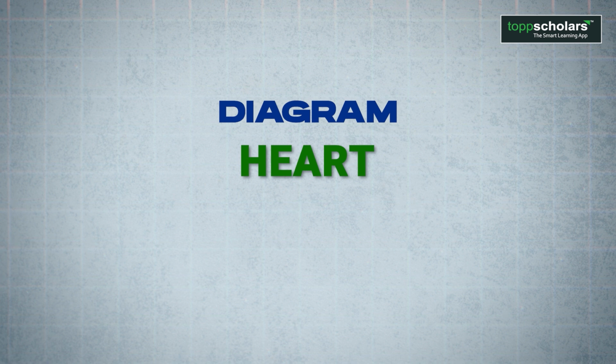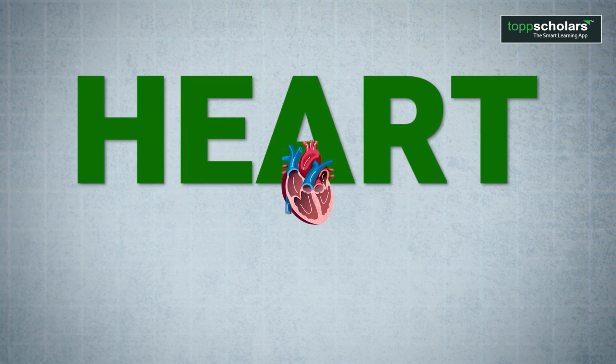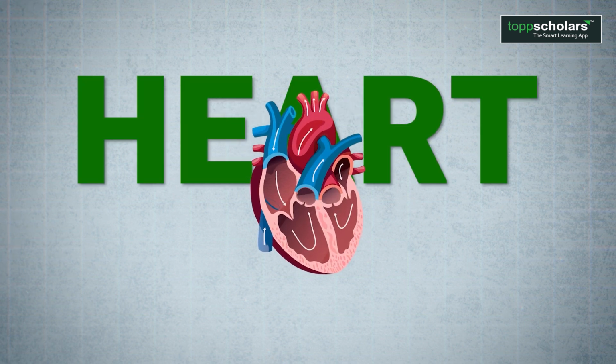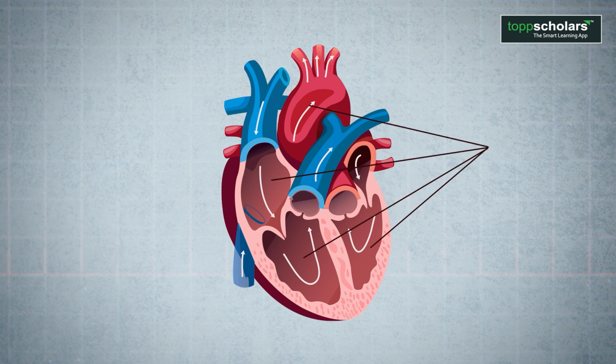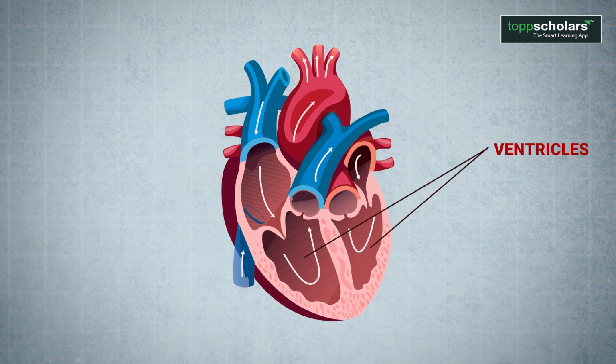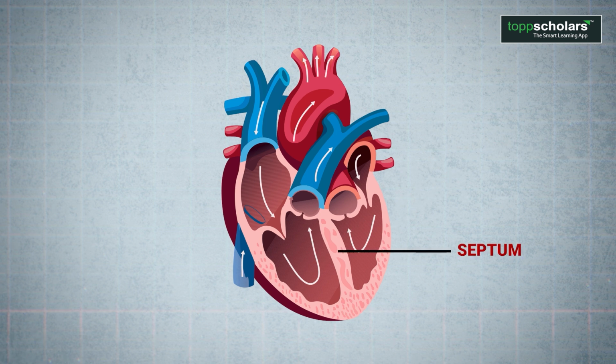Diagram is heart. Let's begin. The human heart is like a pump that sends blood throughout our bodies. It's about the size of a fist and located slightly to the left of the center of our chest. The heart is divided into 4 main parts called chambers. The 2 upper chambers are called atria, singular atrium, and the 2 lower chambers are called ventricles. The septum refers to the tissue that divides the heart.